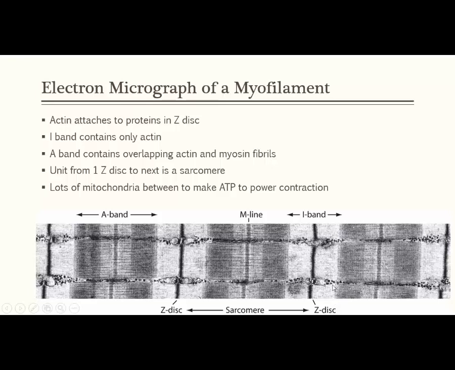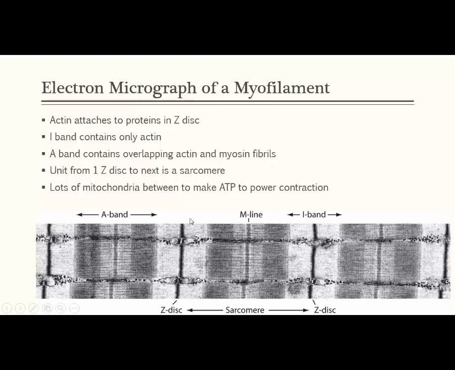So we have the Z-disc in the I band. And then, whoops, these dark stripes are myosin. And the myosin is interdigitated with the actin. The M line contains only myosin. That's why it's the M line. And the unit from one Z disc to the next Z disc is called a sarcomere.